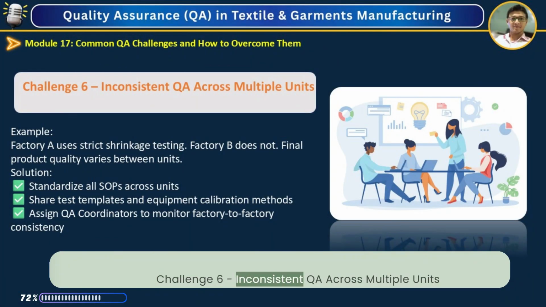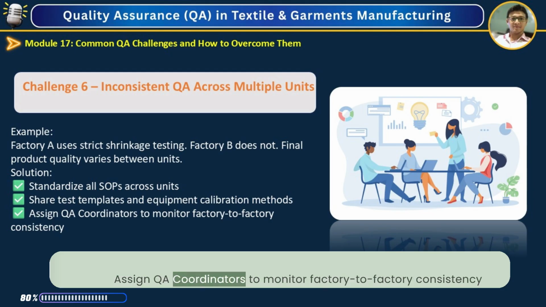Challenge 6: inconsistent QA across multiple units. Example: Factory A uses strict shrinkage testing. Factory B does not. Final product quality varies between units. Solution: standardize all SOPs across units. Share test templates and equipment calibration methods. Assign QA coordinators to monitor factory-to-factory consistency.